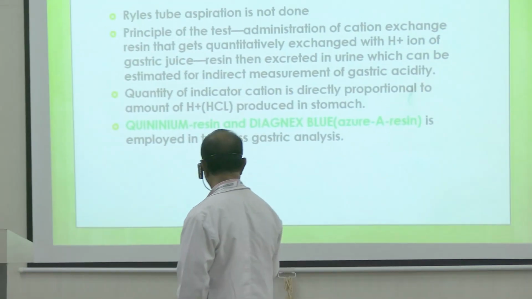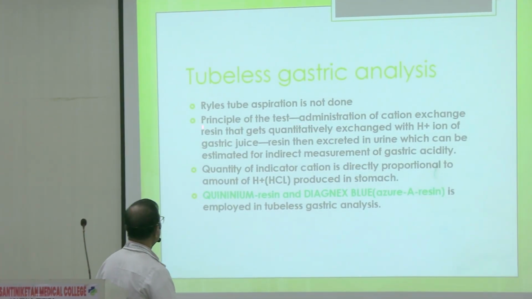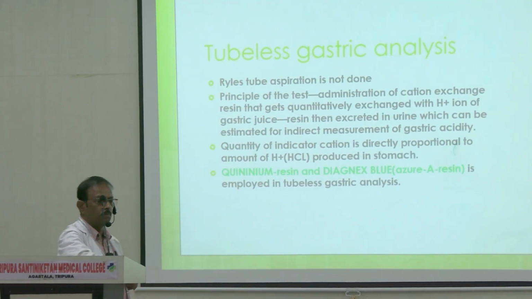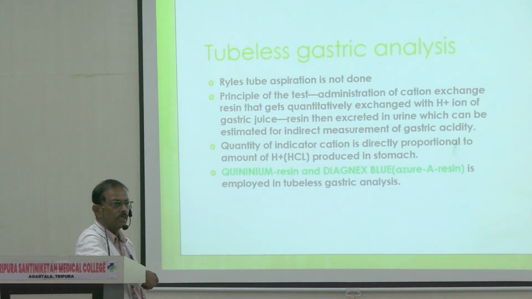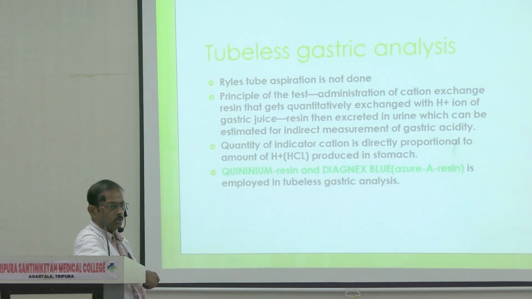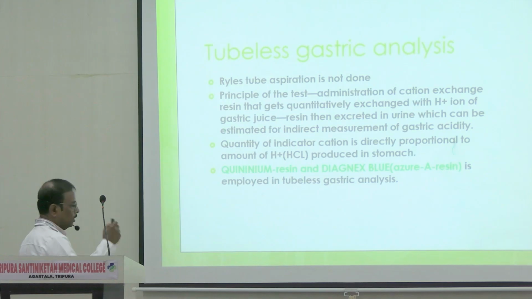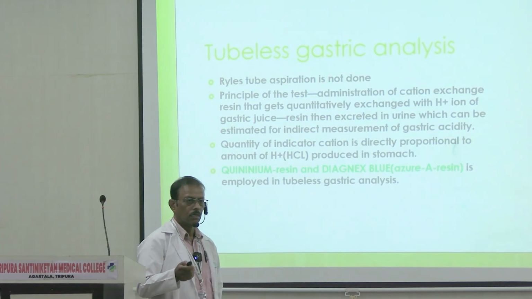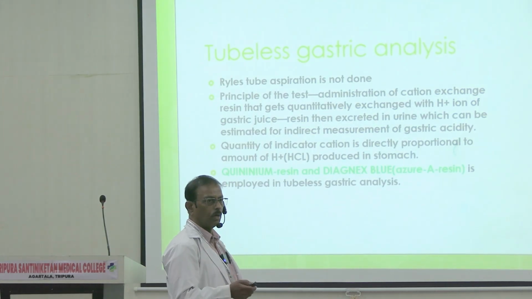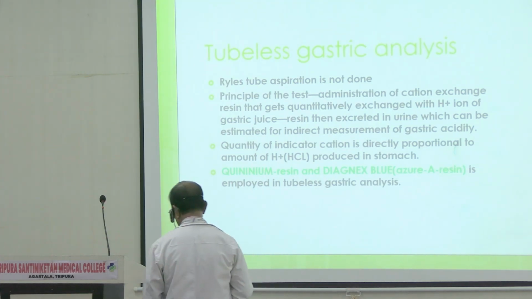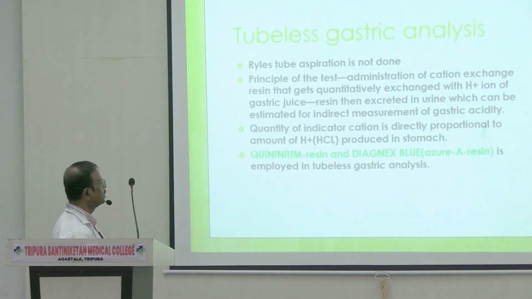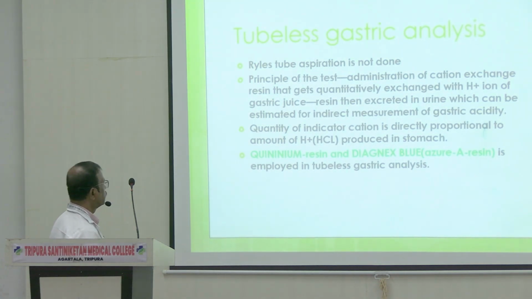Principle of the test is that a cation exchange resin is administered in the stomach. It binds with the hydrogen ion, gets absorbed in the blood and is excreted in the urine. So that resin is again extracted from the urine and estimated. That gives the amount of hydrogen ion secreted in the gastric juice. The cation exchange resin gets quantitatively exchanged with hydrogen ion of the gastric juice.